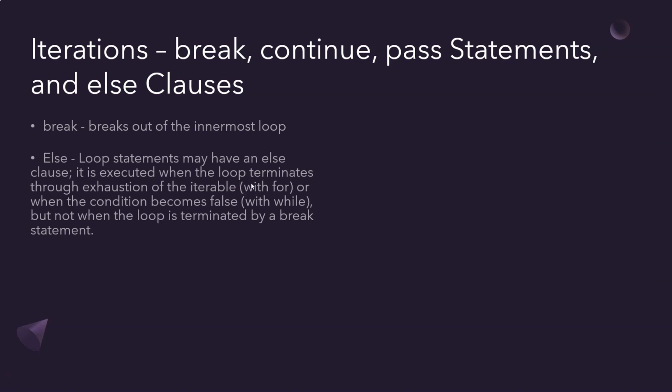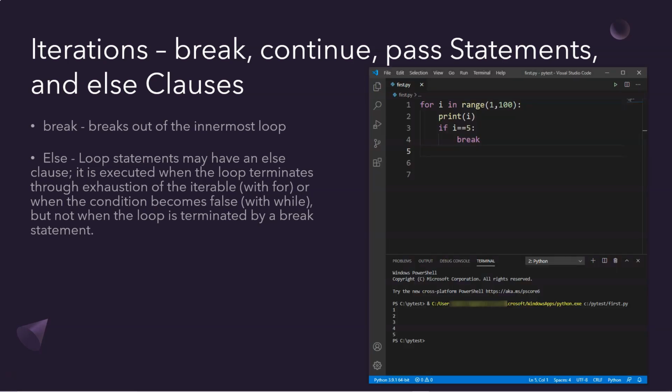Another clause we have is else. Every loop can have one else clause. When the loop terminates through the exhaustion of the iterable, or because the condition becomes false, then this clause is run, but not when it is terminated by a break statement. Continuing the same example, I can say else print loop is completed. If I run it as is, it will not go to the else statement, because once it reaches 5, it's just going to break.